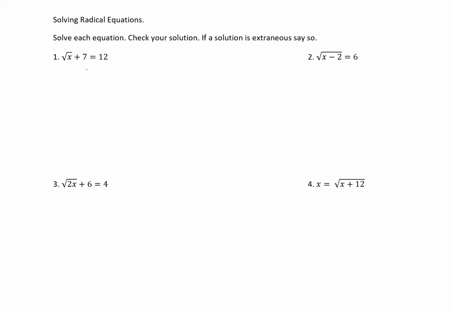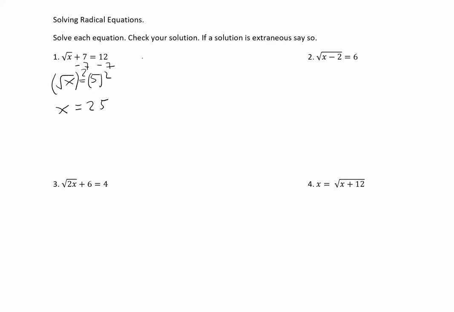So the first thing we have to do here is isolate the radical x, which means we need to subtract 7 from both sides. So I get the square root of x equals 5. And then I want to get x by itself, and right now it's underneath the radical. So the opposite of square rooting something is squaring. So I'm going to square both sides. So I'm going to get x equals 25.